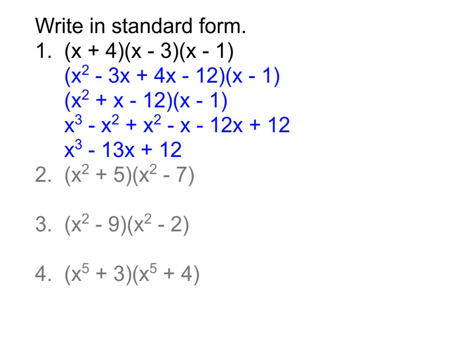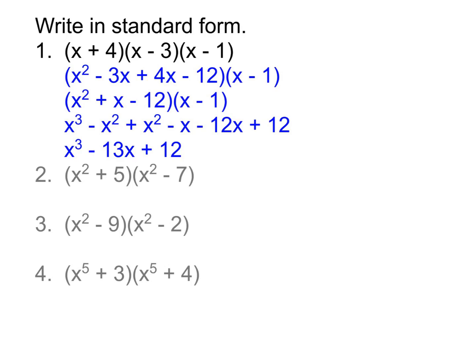And then here's our final answer for number 1. You get x cubed minus 13x plus 12. Notice that there's no x squared in this line. The whole reason is because when we combine the like terms here, the x squareds end up adding to 0, and so they cancel each other out. It's the only reason why we happen to not have it in this answer.